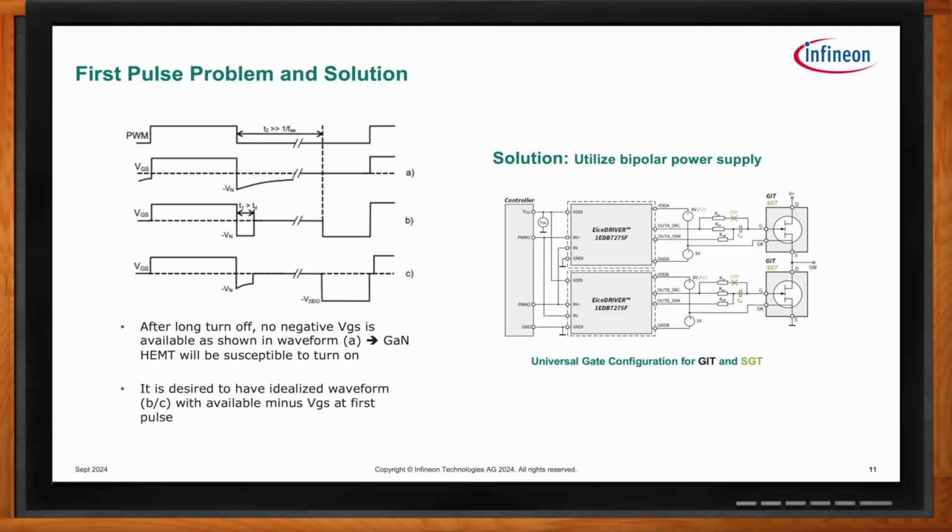The diagram on the right shows a universal gate configuration for GIT and Schottky gate transistors, which utilizes a bipolar power supply for the gate drive. Typically a plus 8 volt or 6 volt for positive turn-on, and a negative 3 volt for turn-off is utilized. In this manner, whenever a gate is pulled low, it will always remain at the minus 3 volt, allowing for ample headroom for a reliable turn-off state, despite possible spikes due to the Miller effect.